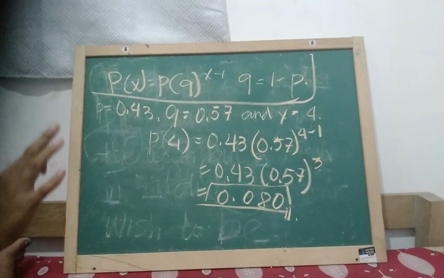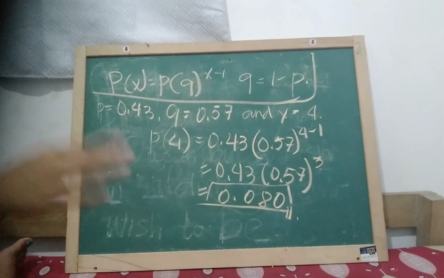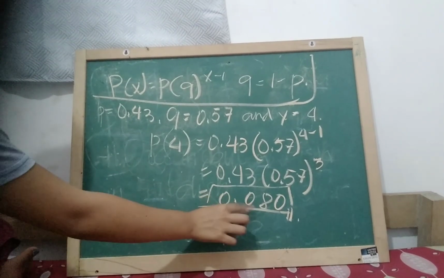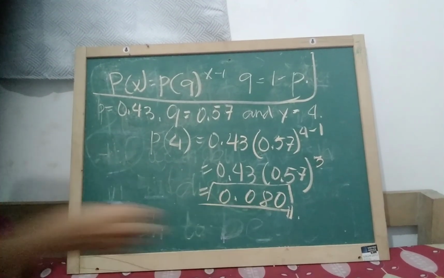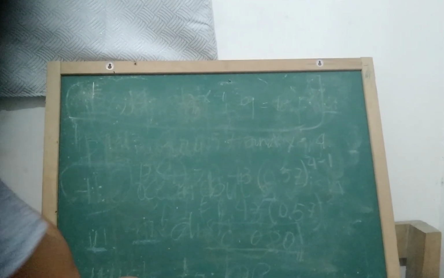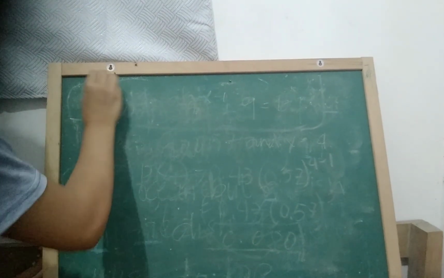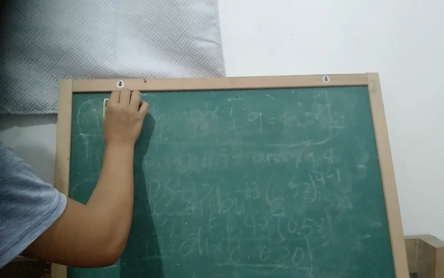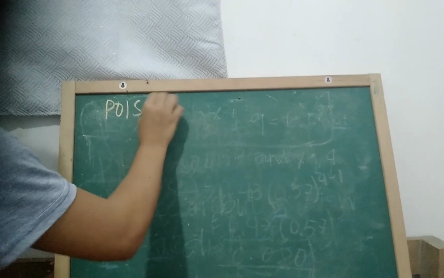So the probability that the fourth smartphone is the first one to have a failure is about 0.080. Okay, now the Poisson distribution.